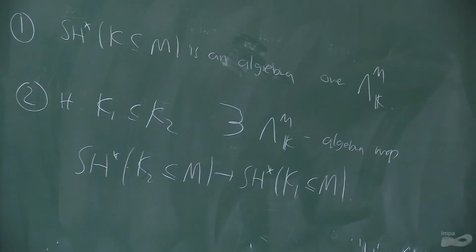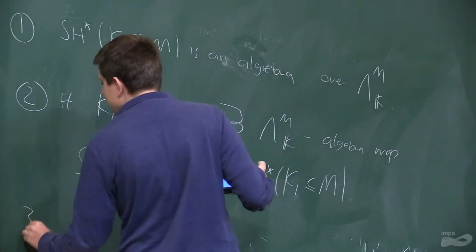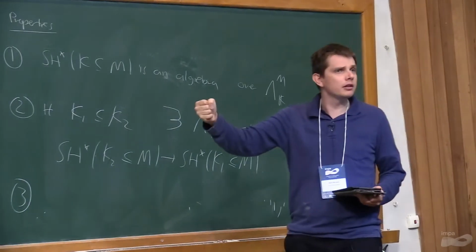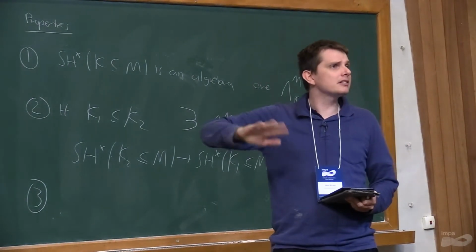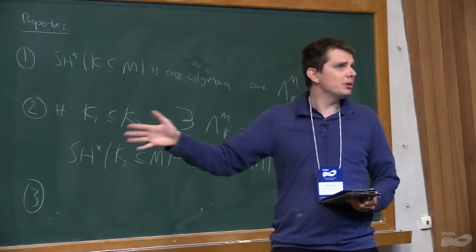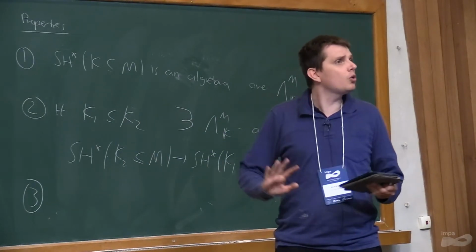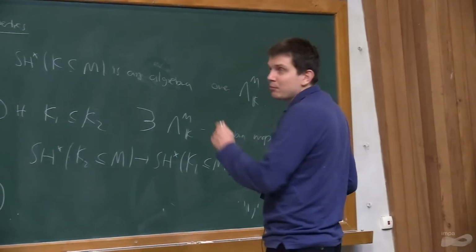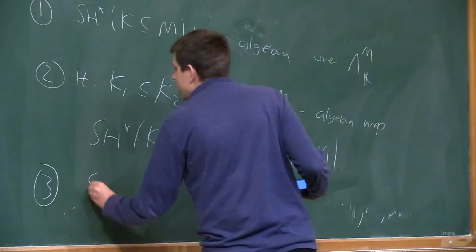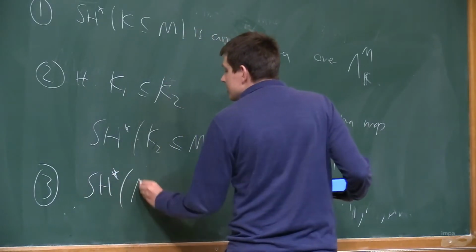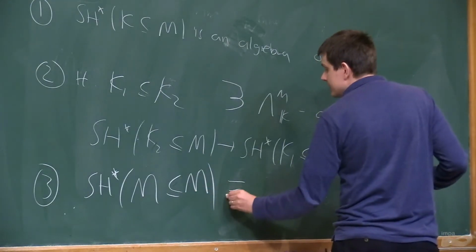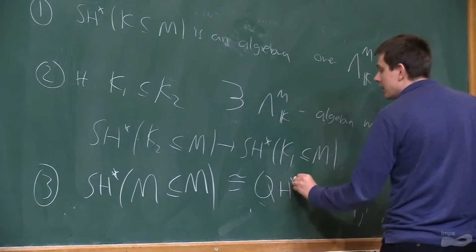Oh yeah, the third property is, well, it's isomorphic to quantum cohomology. So it turns out if K is really small, like say a little tiny ball, something say Hamiltonian displaceable, this group is 0. So it's not always isomorphic to quantum cohomology. However, if K is M, it is. So SH star of M inside M is isomorphic to quantum cohomology.